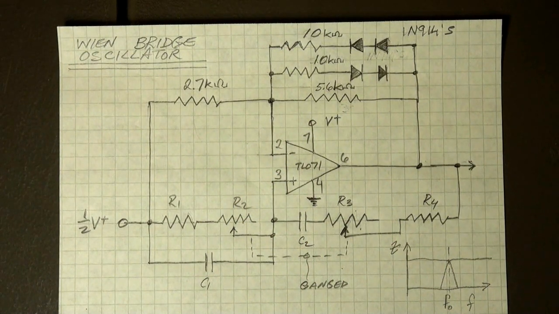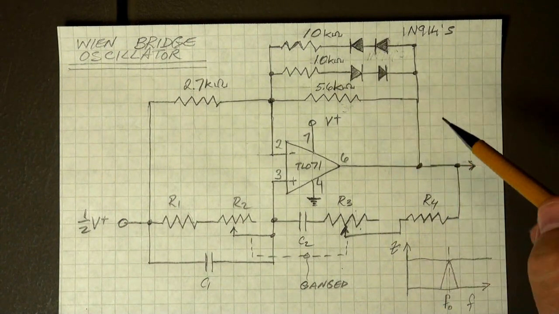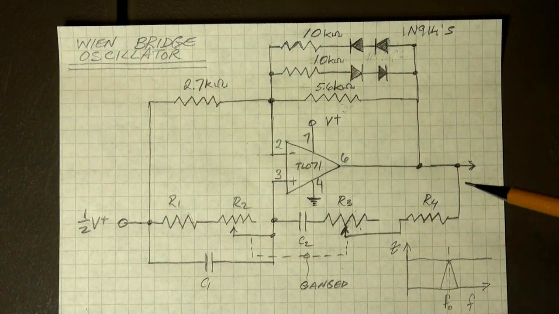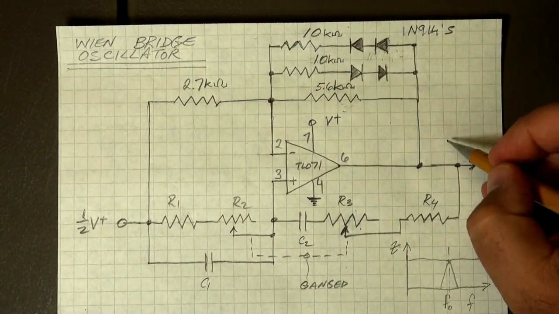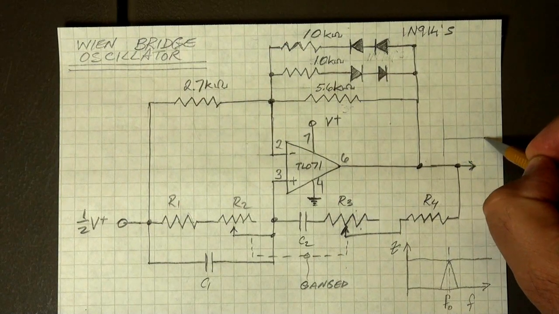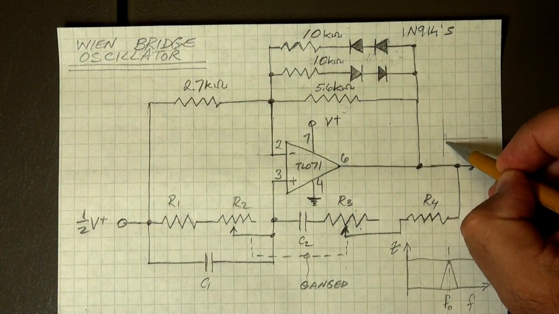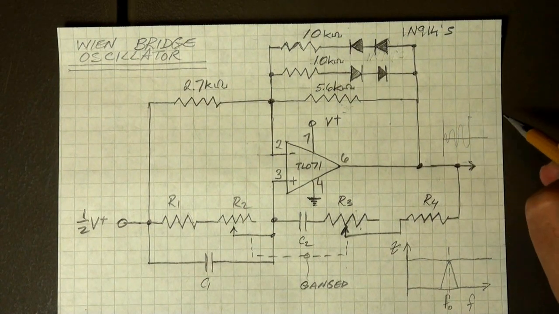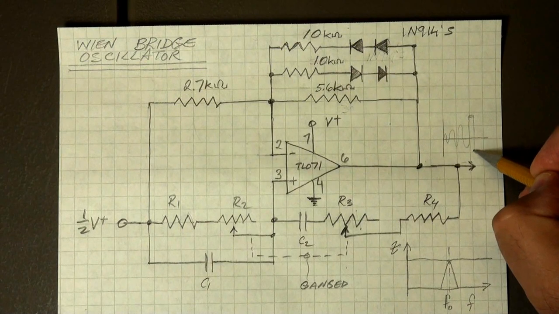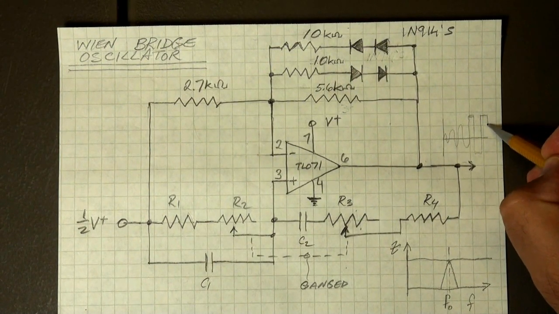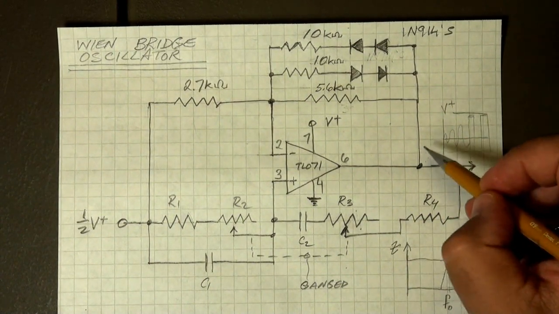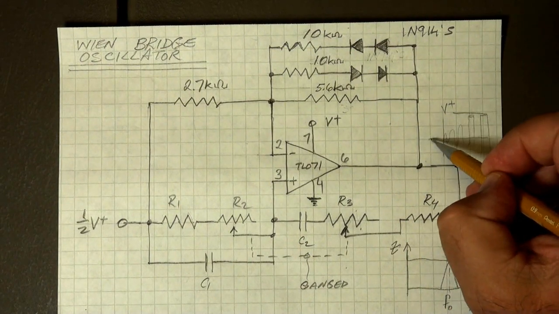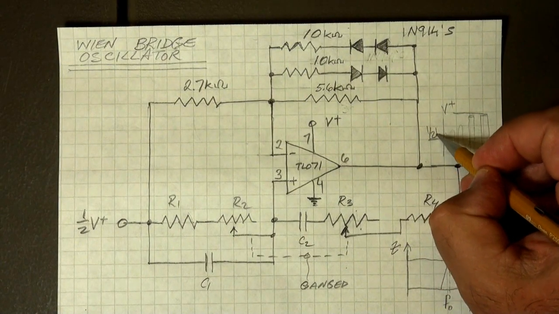In reality, it's impossible to attain that. So what you need is something a little bit higher than unity to get the oscillations going. But what will happen is, ignoring this for the moment, the output oscillations will grow and hit the power supply voltage, and you'll get a square wave in the end. So that will be almost V plus. And I have this neutral point set to 1/2 V plus, which I'll explain in a moment.